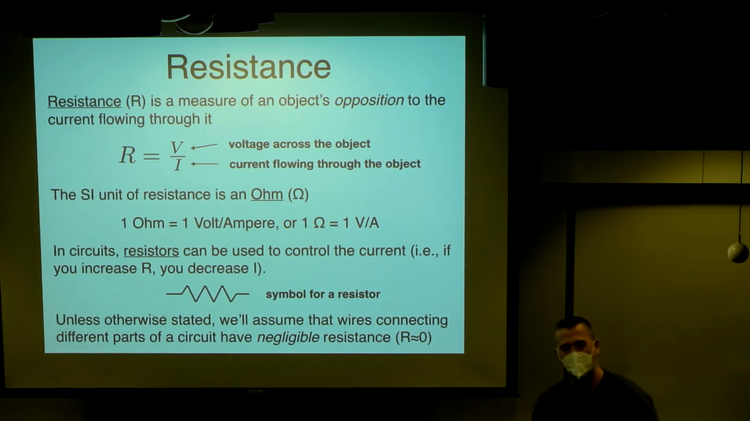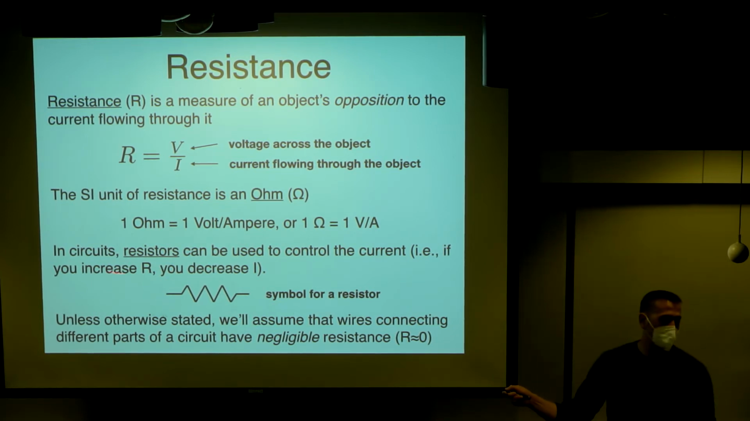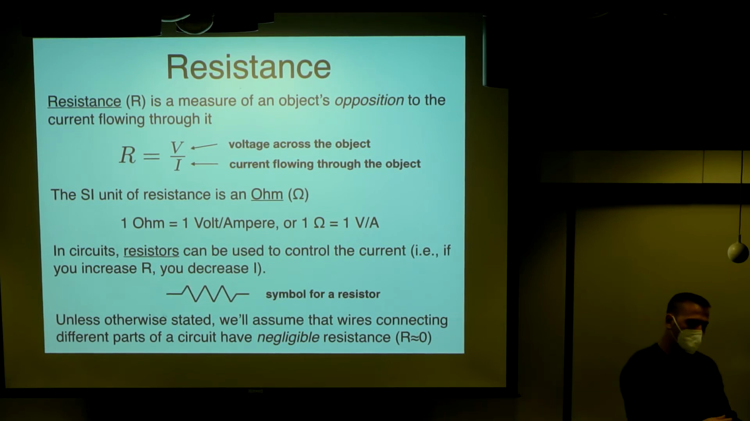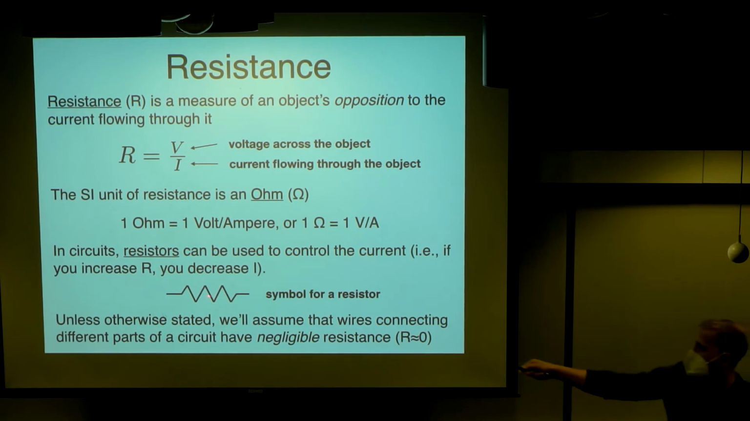Now sometimes in an electrical circuit, we'll deliberately put an object in that circuit called a resistor. A resistor is just something that has a fairly large electrical resistance. It has a large R value compared to, let's say, the wires that connect everything together. And one reason you might use a resistor is simply to control the current, right? If you increase the value of the resistance, you'll decrease the amount of current you have flowing. And the symbol that we use to denote a resistor is this right here.